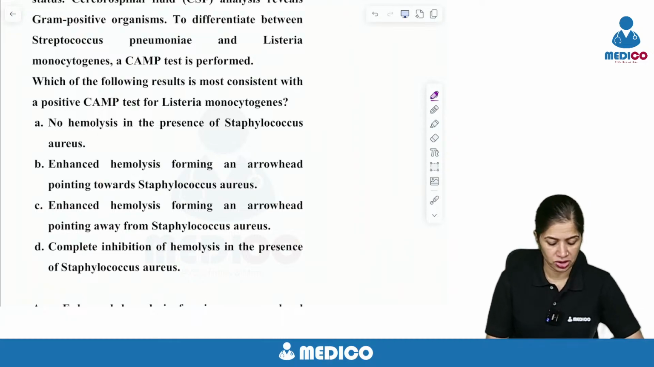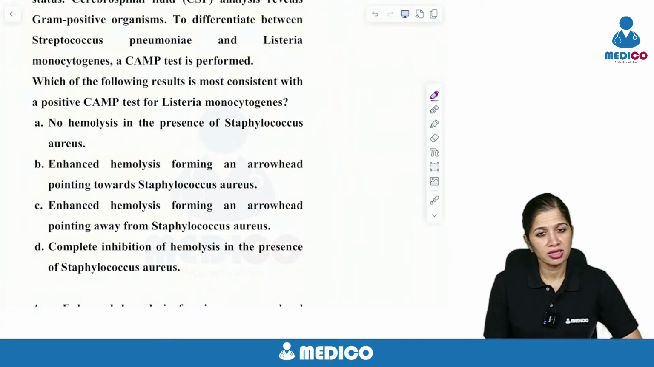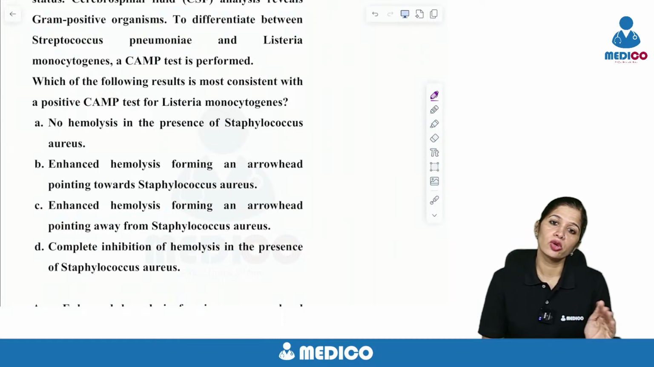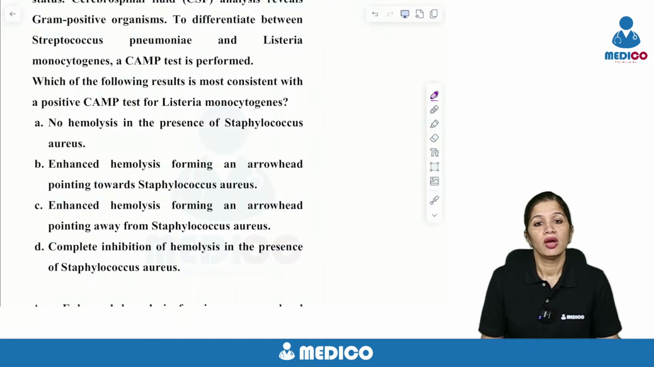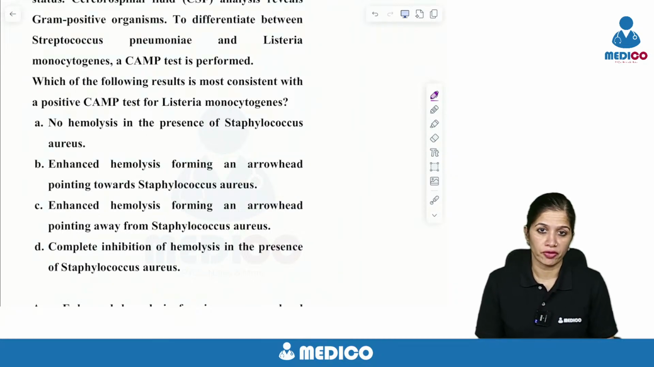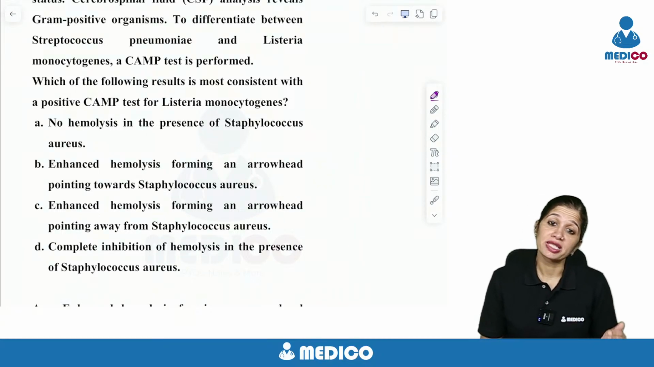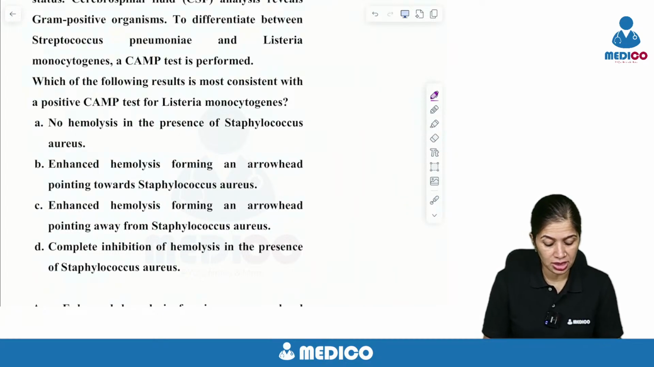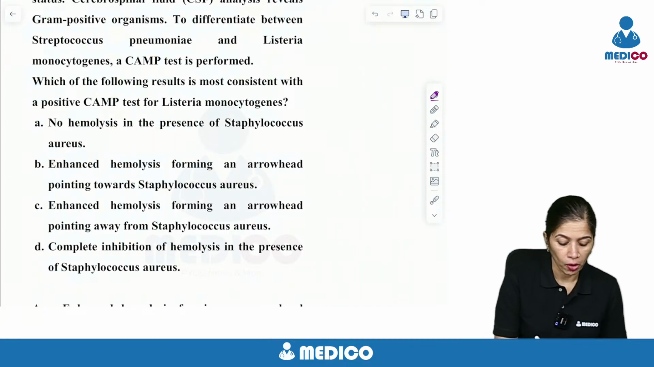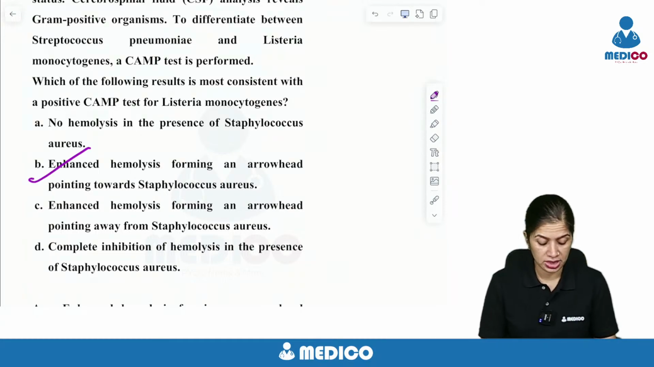So the right answer is that everybody knows that group B strep gives a positive CAMP test with an enhanced hemolysis with the arrowhead pointing towards Staph aureus. But it is not specific for group B strep alone. There are many other organisms which give a very similar CAMP. And one such example is Listeria. So the correct answer is enhanced hemolysis forming an arrowhead pointing towards Staph aureus.